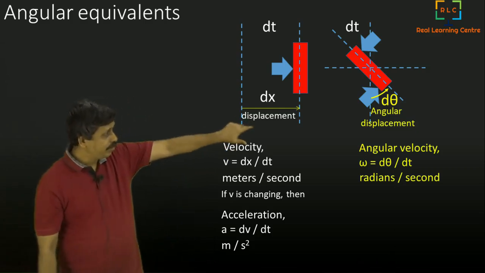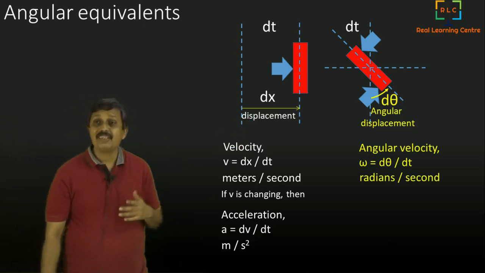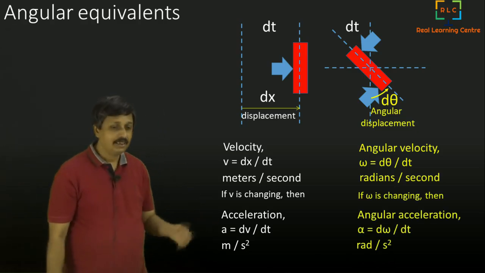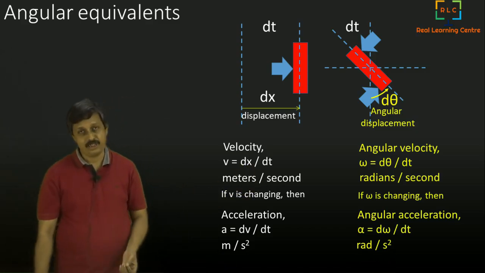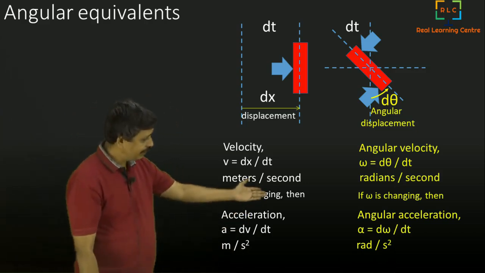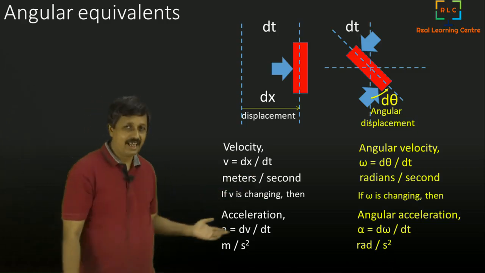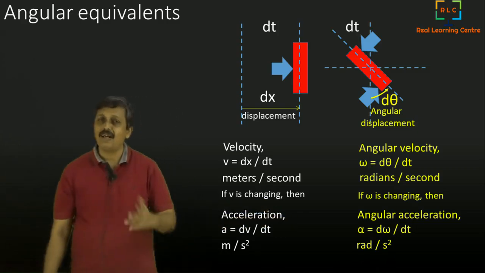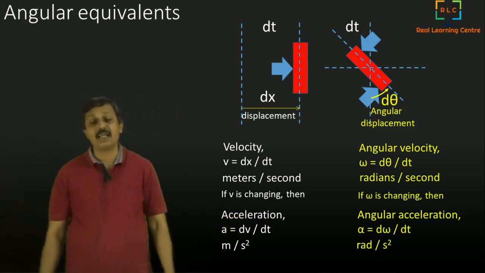Similarly, if it is not rotating at a constant angular speed or angular velocity, the angular velocity will be changing. And when the angular velocity is changing, that is omega changing, then we can say there is an angular acceleration. And we will call angular acceleration alpha, is equal to d omega by dt. So alpha is another Greek letter that you need to remember. Instead of A for acceleration, we write alpha, which is A in Greek. That's why you write it for angular acceleration.